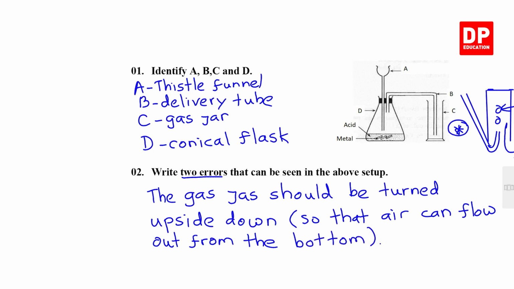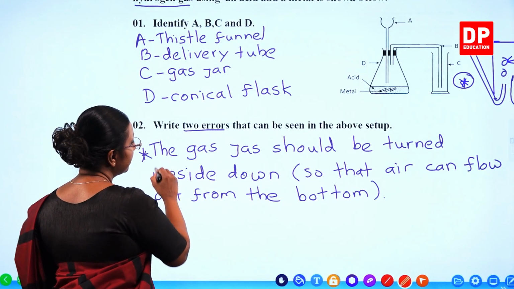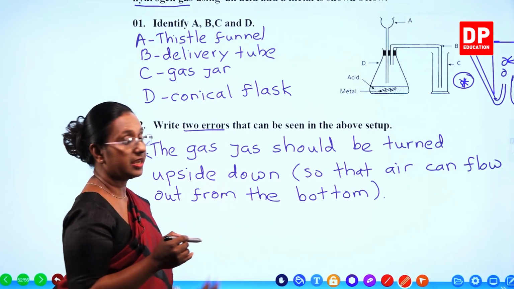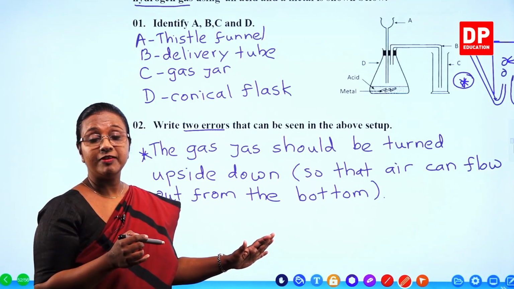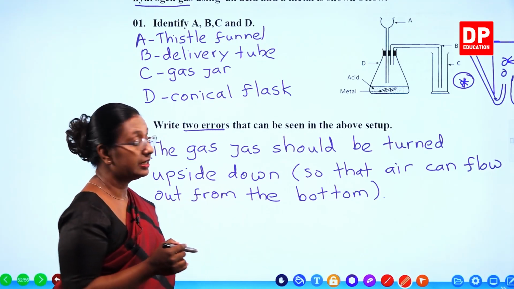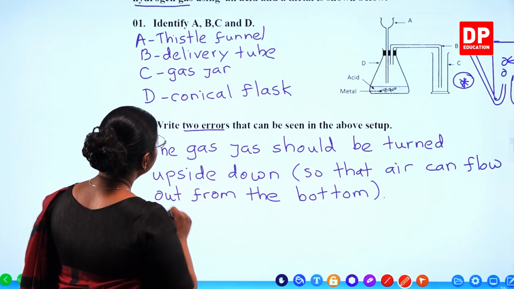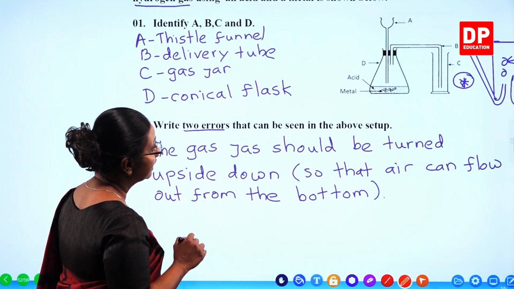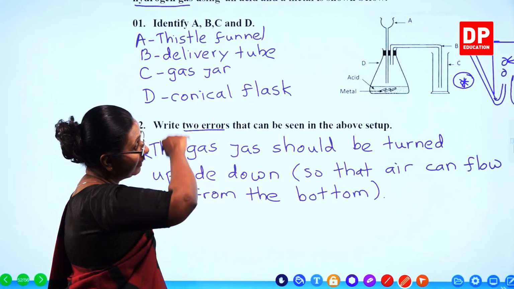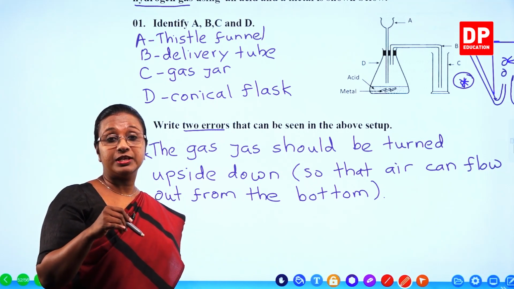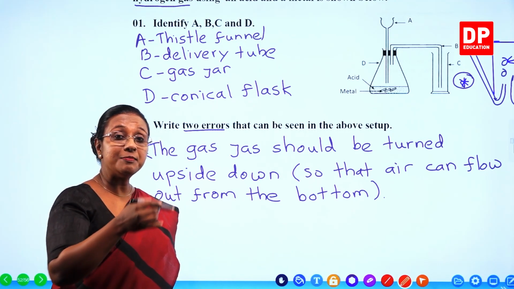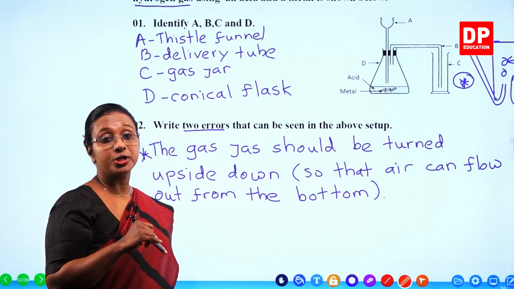So that is one mistake. The gas jar should be turned upside down. It is kept the straight way, the normal way, but it should be turned upside down. Then write the second error. What is that? The delivery tube has been sent from the top into the gas jar. But it should have been sent from the bottom.